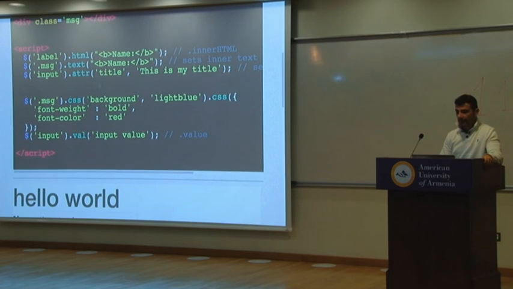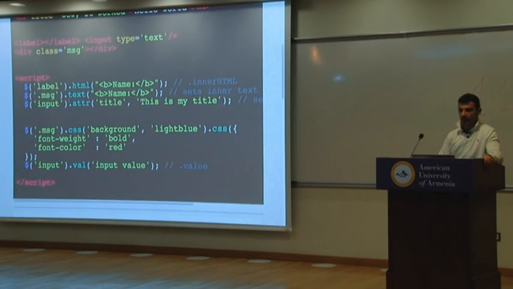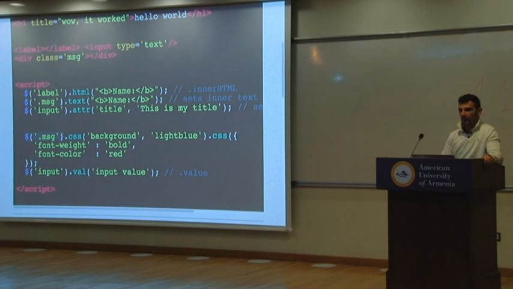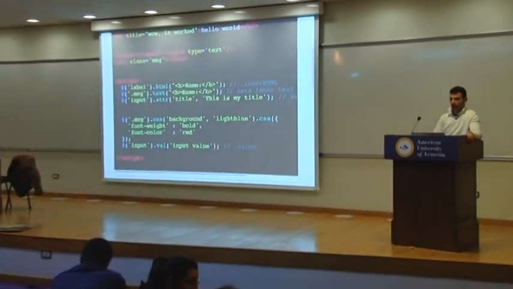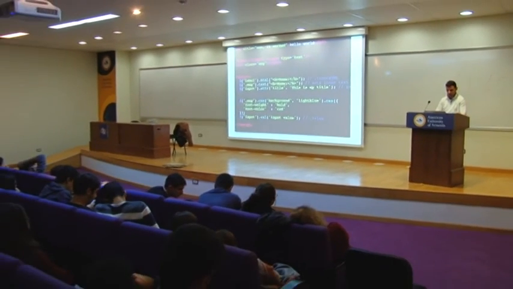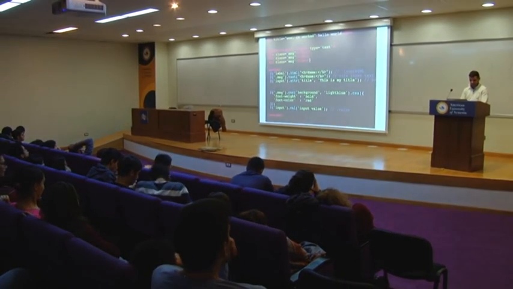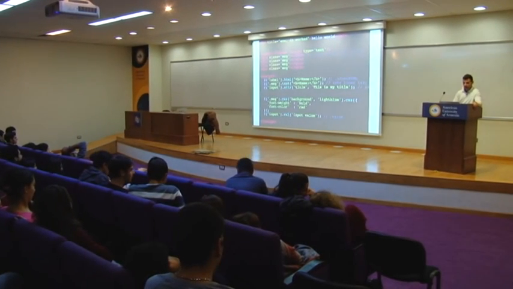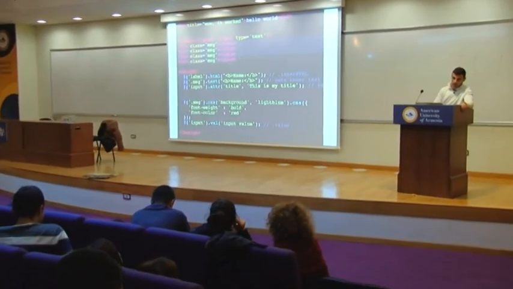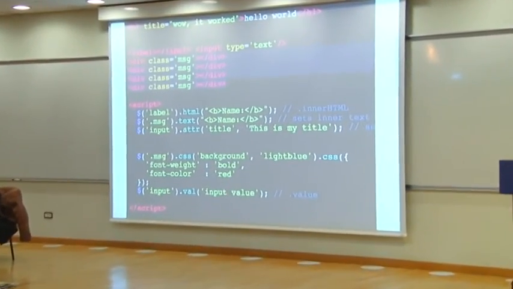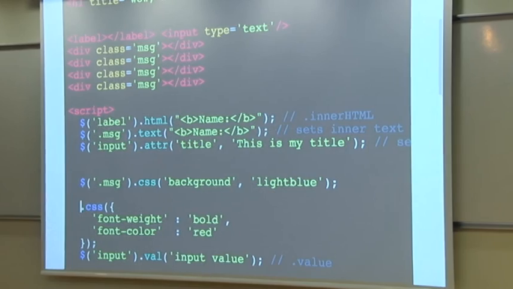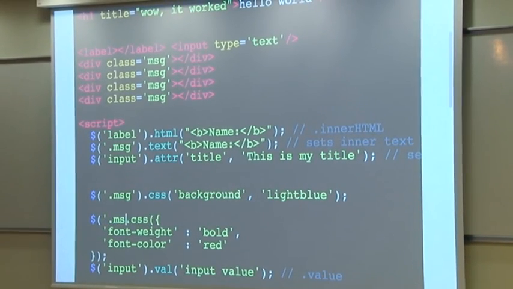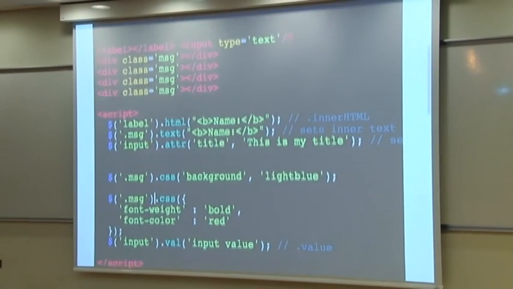We can change the CSS, right? Which you saw in a previous slide. So in this case, what am I selecting? What is this selecting? Things having class msg, which is this element here. In fact, let me instead add a whole bunch of them. Okay, so this would select all of these. Yes? Okay, so then we do .css background light blue. What do you think that will do? Good. Hang on. .msg. I can then do .css of font weight bold and font color red.